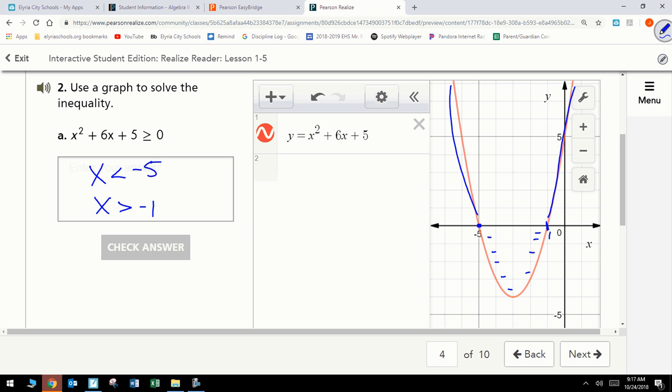But we have to be careful too, because this says this can be greater than or equal to 0. So can I include these points where it is 0? Yeah, I can. How do we do that? You don't have to type that in, as long as you graphed it and you can see. X less than or equal to -5 because it's 0 there and before it. X greater than or equal to -1 because it's 0 there and after it.